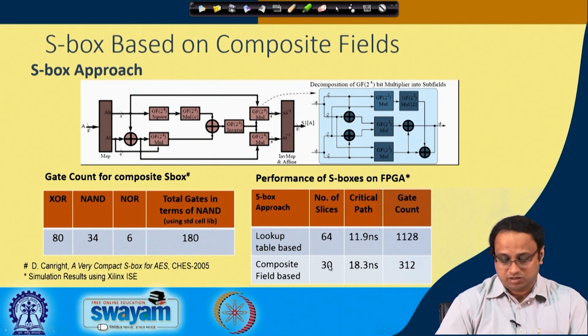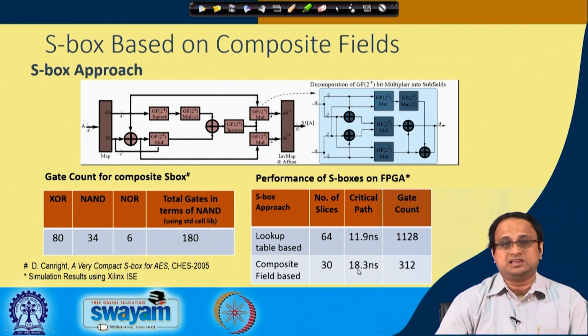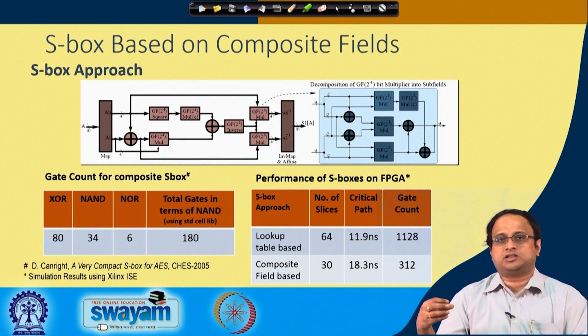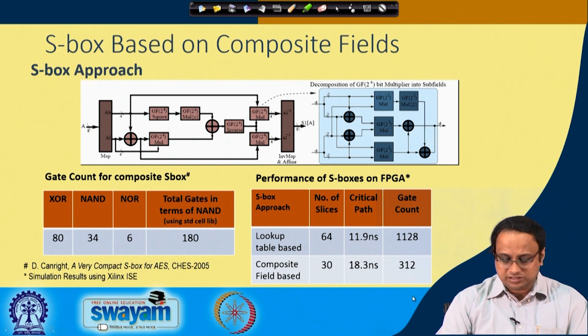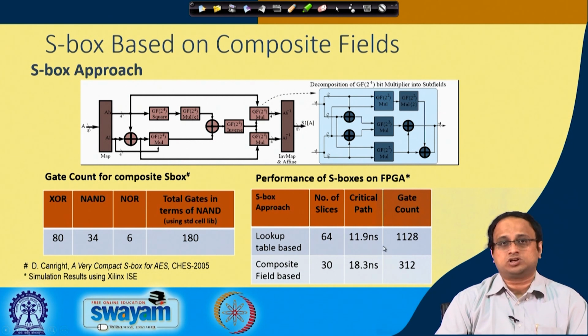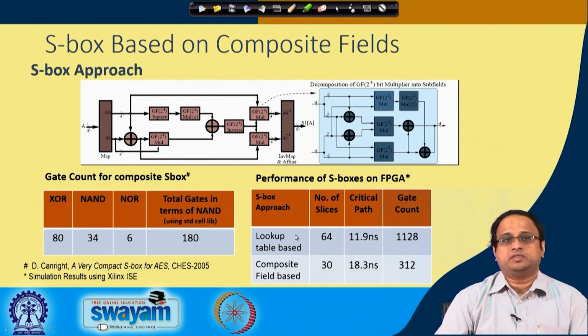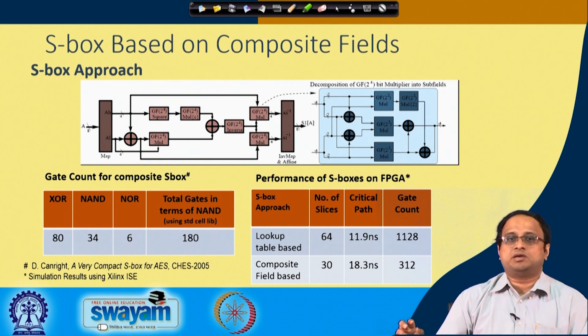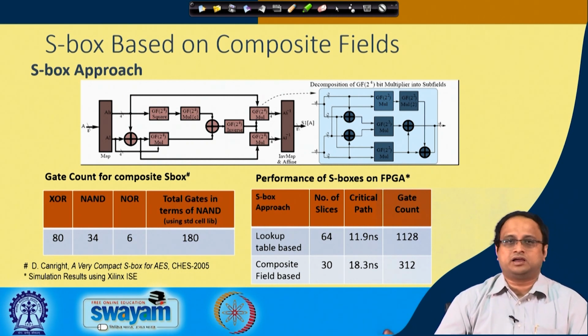That is almost half. Of course there is a penalty you pay for that. When you are doing your computations in logic circuits, you can expect that the critical path of your design will increase. That is shown here, where the critical path increases from 11.9 nanoseconds to 18.3 nanoseconds. But at the same time, keep in mind that if you go for a dedicated memory based lookup table implementation, there is a memory access time which would also get accounted for.